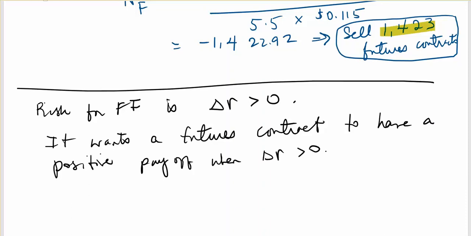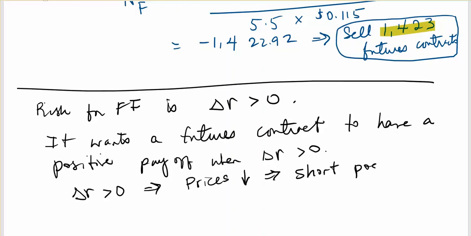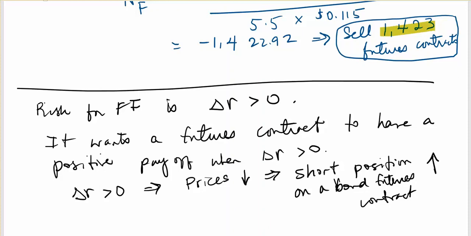So think about what happens when interest rates go up. If interest rates go up, bond prices go down. And then if bond prices go down, the value of the short position on a bond futures contract will go up. The payoff goes up. Okay? So the payoff of the short position.